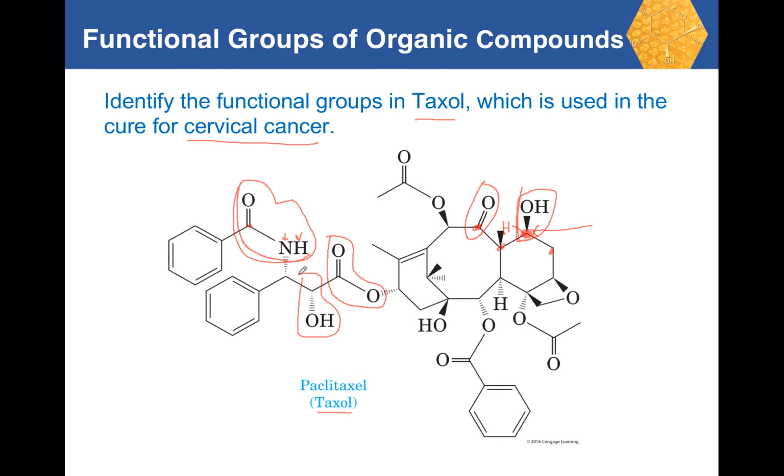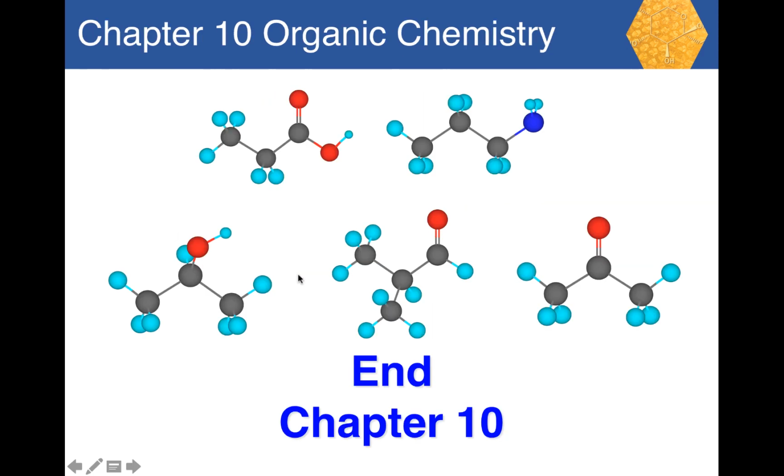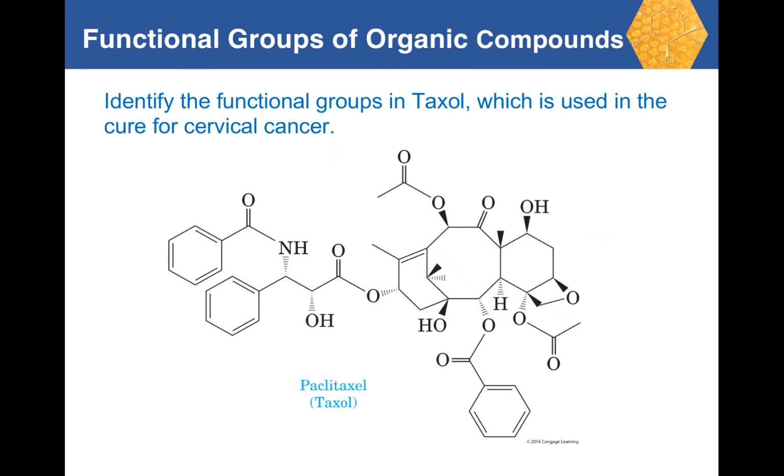Don't worry too much about the dashed and the wedged lines. We'll say more about that. But for the time being, they are just lines that are used to indicate bonding. So this is, I think this is the end of chapter 10, and yes it is. So what we need to do here is to be able to identify the functional groups that were discussed in this chapter. You should be able to look at a molecule such as Taxol, and you should be able to identify the functional groups and give the names of the functional groups.